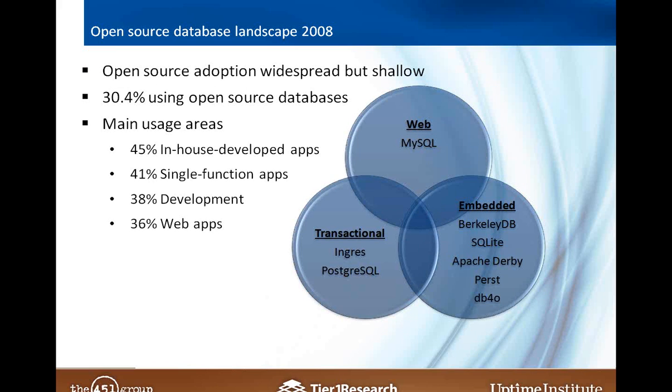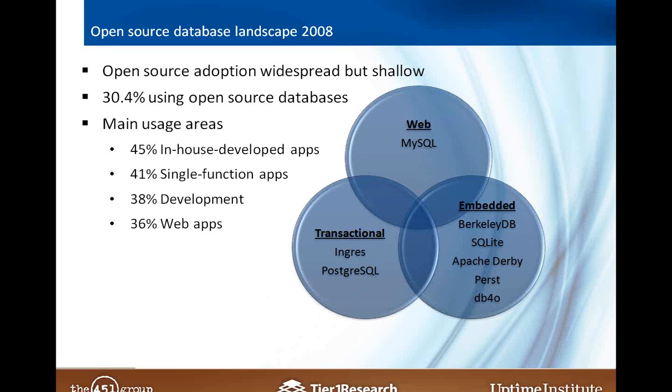So about over 30% of organizations we spoke to were using an open source database of some type. But the usage areas were primarily for things like in-house developed applications, single function applications. So whilst we saw widespread adoption, the phrase we used to describe it was that it was shallow. We saw sporadic uses of things like Ingres and PostgreSQL for transactional applications, but much more we were talking about MySQL for web and departmental applications, development and test environments.